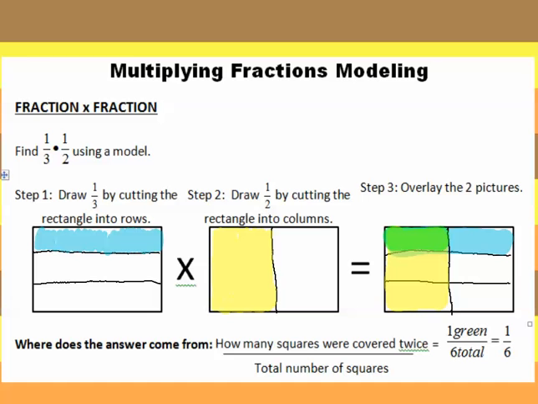Alright, so it says, where does the answer come from? It says how many squares were covered twice, or how many squares were overlapping, and it actually turned green. So there's one overlap, which was green. And how many total squares were there? Well, there was 1, 2, 3, 4, 5, 6 total squares. So 1 out of 6 was overlapped. Therefore, that would be our answer.